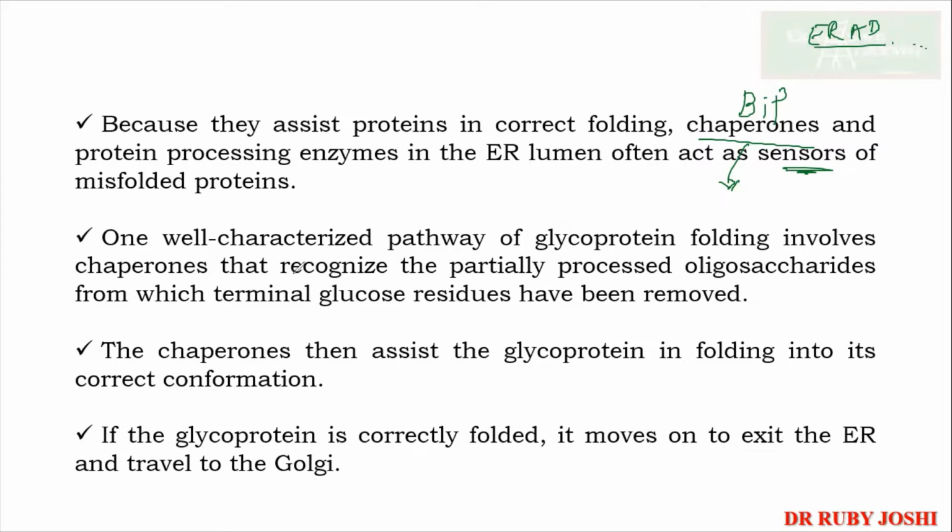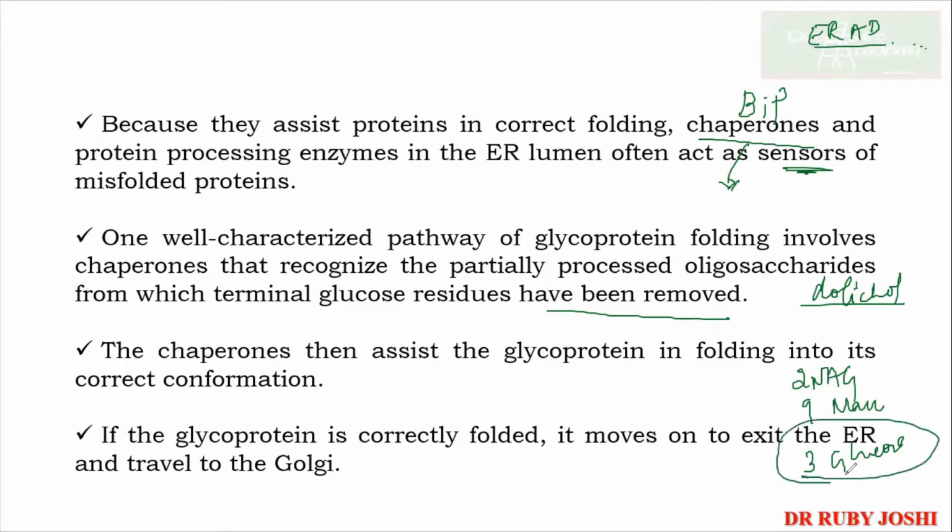Now, one well-characterized pathway of glycoprotein folding involves chaperones that recognize the partially processed oligosaccharides from which terminal glucose residues have been removed. If you remember, in the previous class we talked about the dolichol, of which 2 NAG, 9 mannose, and 3 glucose were there. And I said, once the processing of the protein starts, the glucose are removed. So this is recognized by those chaperones, and they help in glycoprotein folding so that it goes into the correct formation.